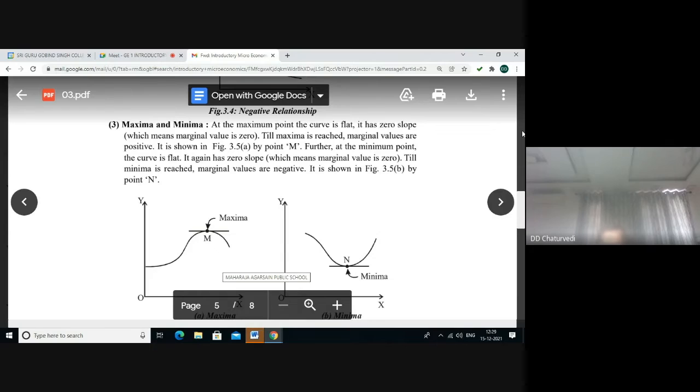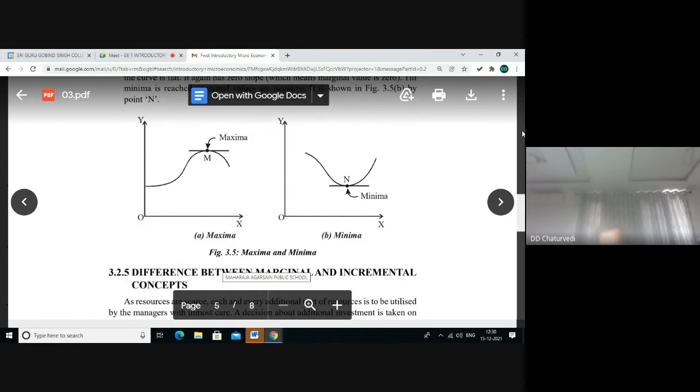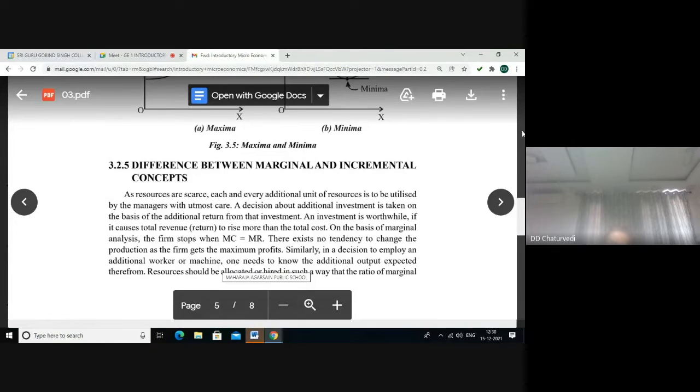Furthermore, at the minimum point the curve is again flat with zero slope and zero marginal value. Till the minimum is achieved, marginal values are negative, and beyond the point of minimum value, say n in figure 3.5b, the function starts increasing. Now let us study the difference between marginal and incremental concepts, which are very frequently used in economics.